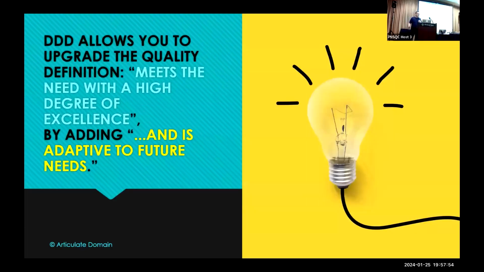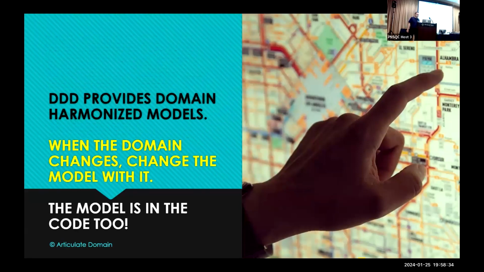All right. DDD allows you to upgrade the quality definition. We talked about quality at the very beginning: meets the need with a high degree of excellence, and is adaptive to future needs. Phil talked about that in the very beginning. Change is coming faster and faster. And if we don't build software to be adaptive to the change, then we're going to get into this undertow of continual rewrites. If you don't want to continually rewrite software, then you need software that's adaptive to change. DDD is actually very good at this if you're good at designing.